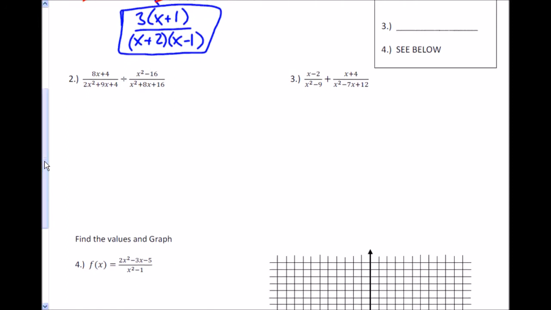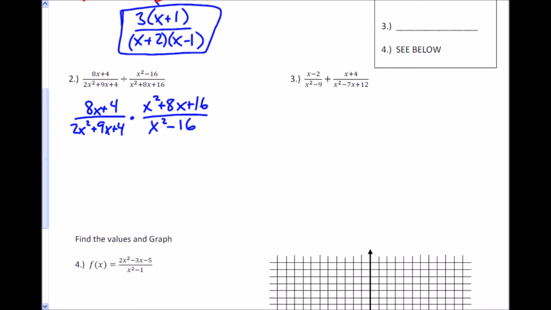Number 2 is very similar to this, except we have one extra step. The first thing we do is we change division to multiplying by the reciprocal. So the first fraction stays the same, but the second fraction, I'm going to change this to multiplying, and I'm just going to flip this second fraction. And now it becomes a multiplication problem, which is exactly what we just did. Okay, so I'm going to do that same process over again.